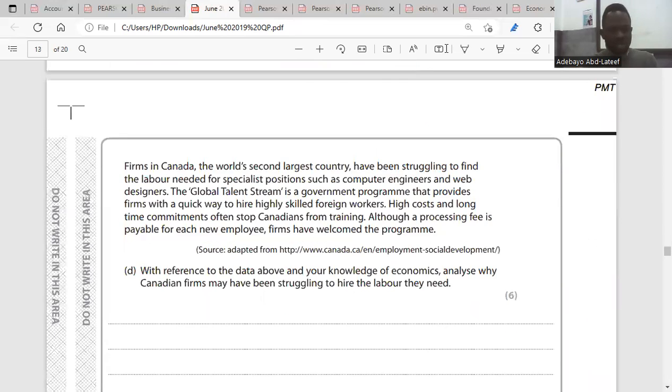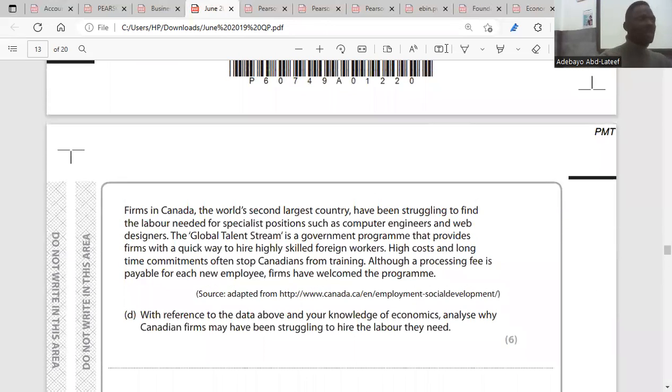Firms in Canada, the most developed country, have been struggling to find the labor needed for specialized positions such as computer engineers and web designers. The Global Talent Stream is a government program that provides firms with a quick way to hire skilled foreign workers. High skilled foreign workers, high costs and long time to meet.